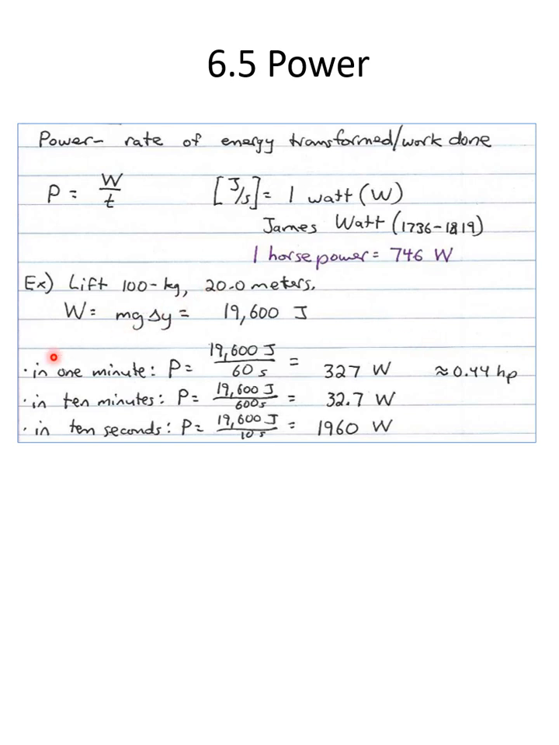Now, if we do it more slowly, if we do it in 10 minutes, then we're going to divide the 19,600 joules by 600 seconds, and we only get a tenth the amount of power, 32.7 watts. If we do it more quickly, let's say we can lift it in 10 seconds, then we take 19,600 joules divided by the time of 10 seconds, and we get 1960 watts. Be careful now that we're not confusing our W's. We have uppercase W as a quantity that means work, but now we have it as a unit that means watts, and that's a unit of power.